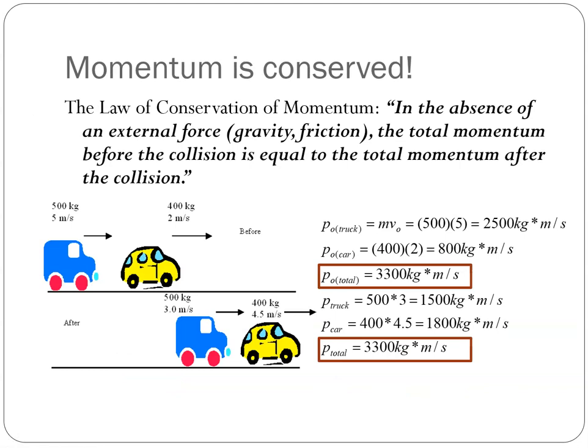And so the law of conservation of momentum is going to be stated in the absence of an external force, and that's usually gravity or friction. The total momentum before the collision is equal to the total momentum after the collision. So for example, in this picture down here, if I calculate the total momentum of the truck before the collision and the total momentum of the car before the collision, and I add them together, I get 3,300 kilogram meters per second. If I do the same thing after the collision, I'm going to come up with the same total momentum.